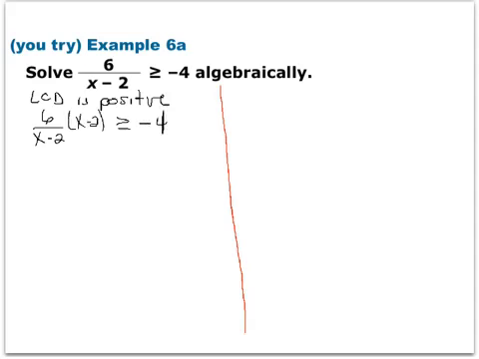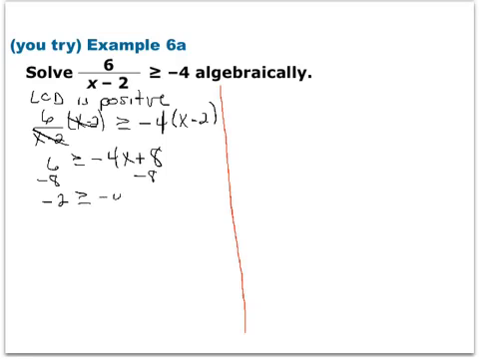Okay? Multiply by the LCD, and I have 6 greater than or equal to negative 4x plus 8. Subtract 8 from both sides. Negative 2 greater than or equal to negative 4x. Divide both sides by negative 4. Hey, what happens when we divide both sides by a negative? Yes, the inequality flips. Okay? Write it the right way.